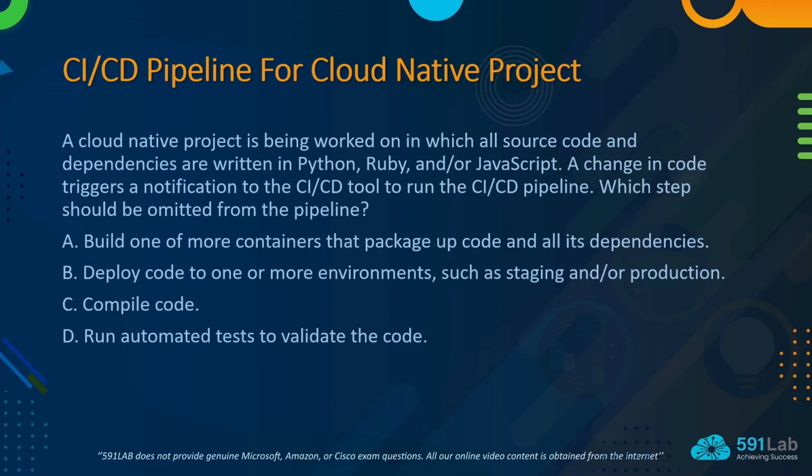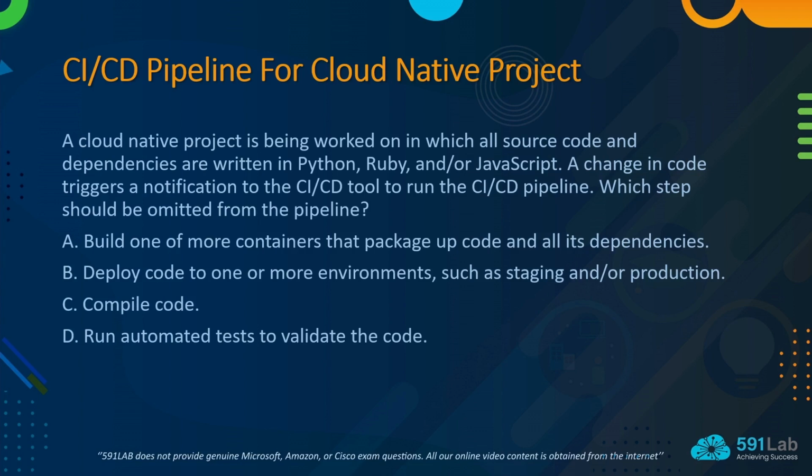The next topic, CI/CD pipeline for a cloud-native project. The question is: a cloud-native project is being worked on in which all source code and dependencies are written in Python, Ruby, and JavaScript. A change in code triggers a notification to the CI/CD tool to run the CI/CD pipeline. Which step should be omitted from the pipeline?